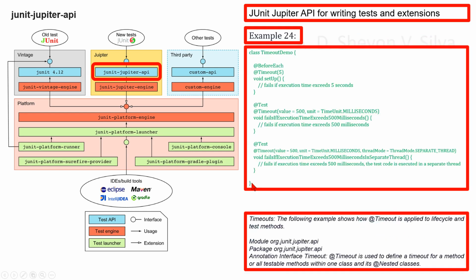Now we are considering timeouts. The following example shows how a timeout is applied to lifecycle and test methods. A @Timeout annotation allows one to declare that a test, test factory, test template, or lifecycle method should fail if its execution time exceeds the given duration. The time unit for the duration defaults to seconds, but it is configurable.